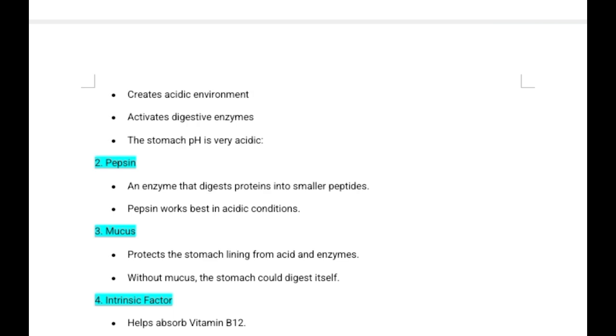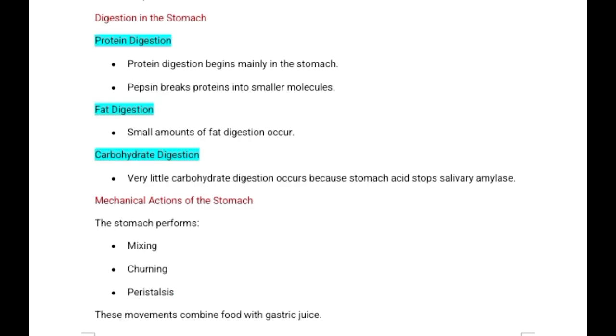3. Mucus, protects the stomach lining from acid and enzymes. Without mucus, the stomach could digest itself. 4. Intrinsic factor, helps absorb vitamin B12. Digestion in the stomach. Protein digestion. Protein digestion begins mainly in the stomach. Pepsin breaks proteins into smaller molecules.